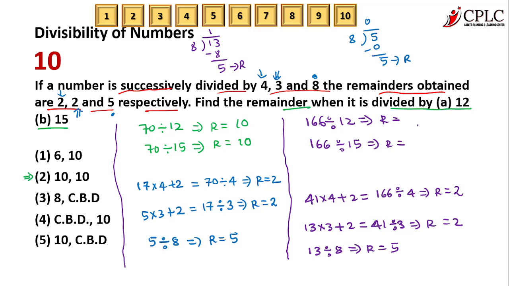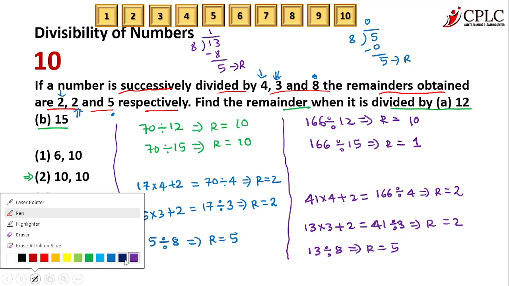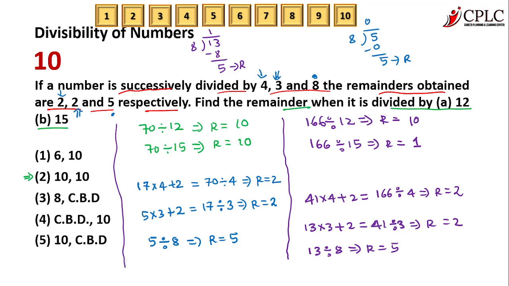So 13 12s are 156, so remainder is 10. But 15 into 11 is 165, so remainder is 1 in this case. So here it is. Probably now you would have understood what is happening. The point is when 70 was the number, in both cases we got remainder 10, but for 166 we got remainder 10 for 12, but we got remainder 1 for the 15 scenario. So I think you probably would have guessed it. For 12 the answer satisfies every time with remainder 10, but for 15 the answer is not very sure. Sometimes 10, sometimes 1, I don't know.